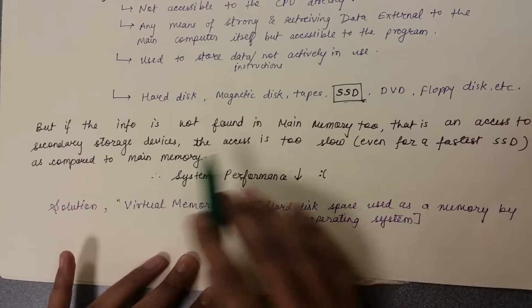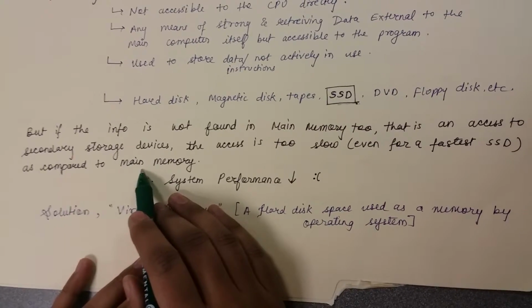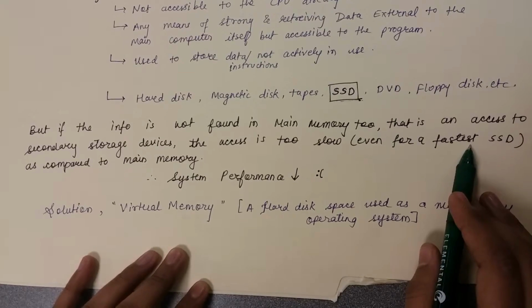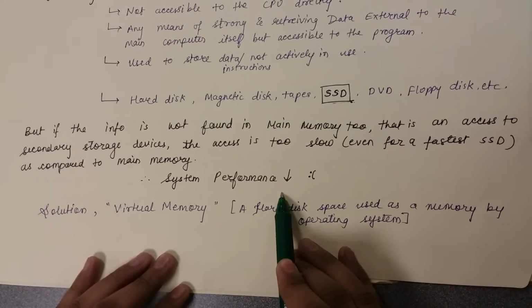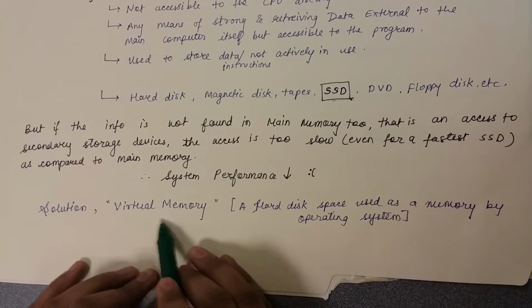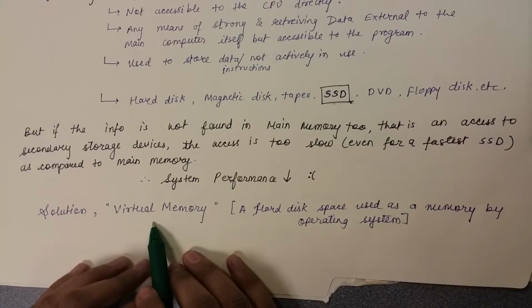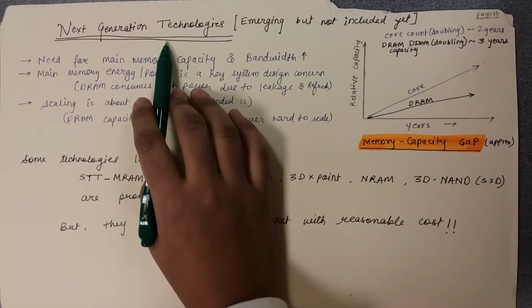But if the information is not found in the main memory, that is, if we need to access the secondary storage, the access is too slow, even for the fastest SSD, as compared to the main memory. In this case, the system performance is degraded. So, a solution is virtual memory, which is a separate big chapter, and so I won't be going deep into it. Now, let me move to the next generation technologies.